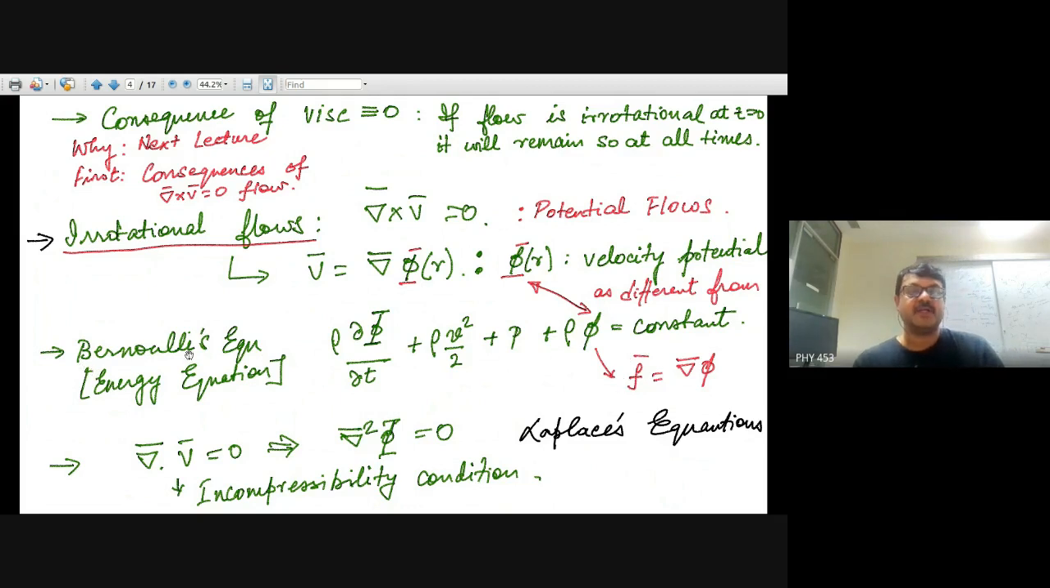You have seen the Bernoulli equation in the past, where we wrote rho v square by 2 plus p plus rho phi. This phi was coming from the potential of a conservative force field. Whereas here we are using the velocity potential capital Phi, and the Bernoulli's equation in Euler flow, where viscosity is neglected, in this case will become rho del capital Phi del t.